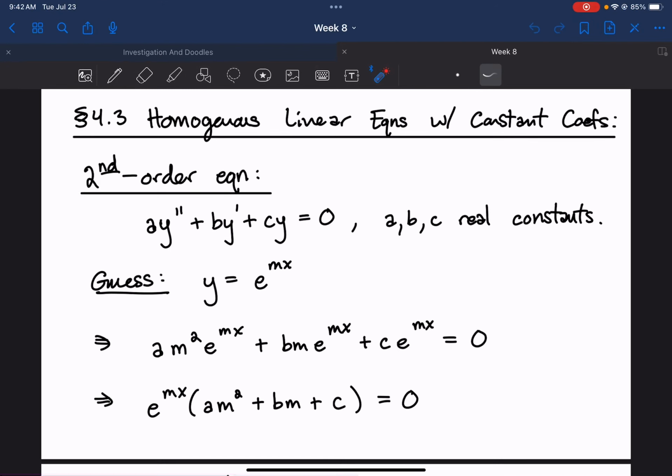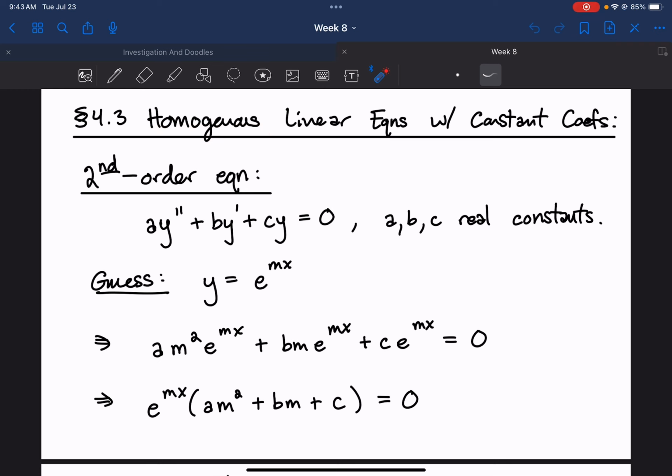Okay, section 4.3. Homogeneous linear equations with constant coefficients. So these are linear equations, right? Constant coefficients means instead of having a_i of x as your coefficient function, you just have an a_i. It's just some number in front of every derivative. These are pretty easy to solve. If you can factor a polynomial, you can solve a homogeneous linear equation with constant coefficients. And remember that homogeneous means it equals 0 on the right-hand side.